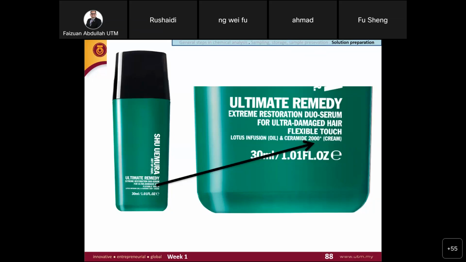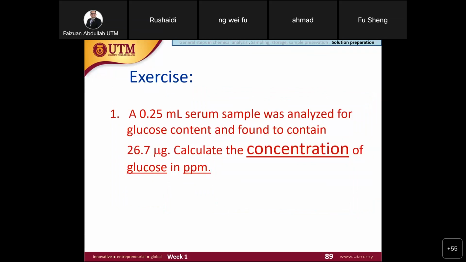Okay. So we go to the next example. A 0.25 ml of serum sample was analyzed for glucose content and found to contain 26.7 microgram. Calculate the concentration of glucose in ppm. So 26.7 microgram, okay, how to do it? So please calculate for a while. 26.7 microgram in 0.25 milliliter. So you just change to ppm. How many ppm?